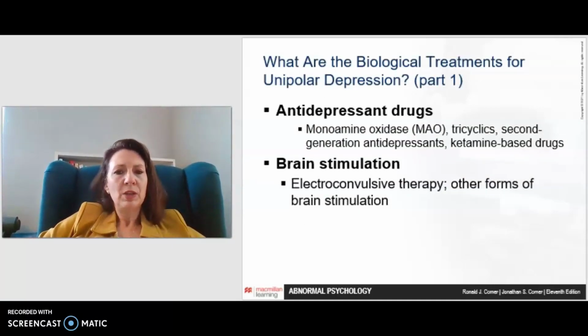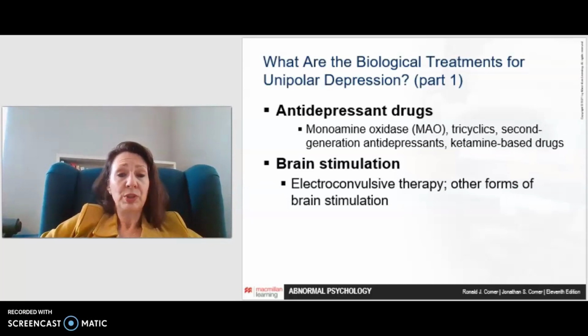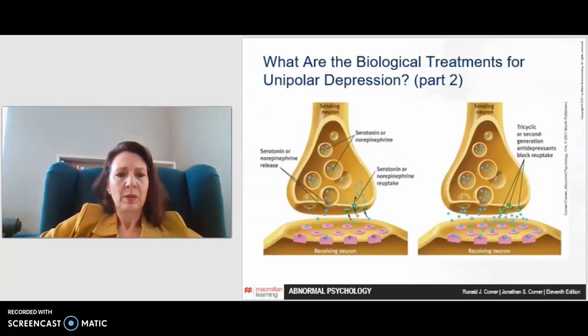Treatments in the biological area for unipolar depression include antidepressant drugs. The MAO class is a common one, the tricyclic antidepressants, second-generation antidepressants, and the ketamine-based drugs. We also have different types of brain stimulation that we'll talk about. First, the second-generation antidepressants are aimed at increasing levels primarily of norepinephrine and serotonin neurotransmitters in the brain.